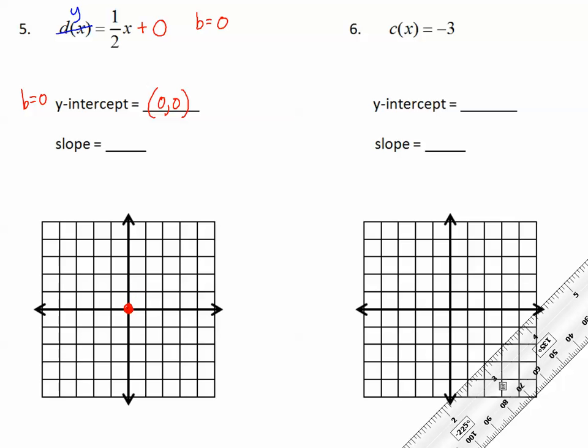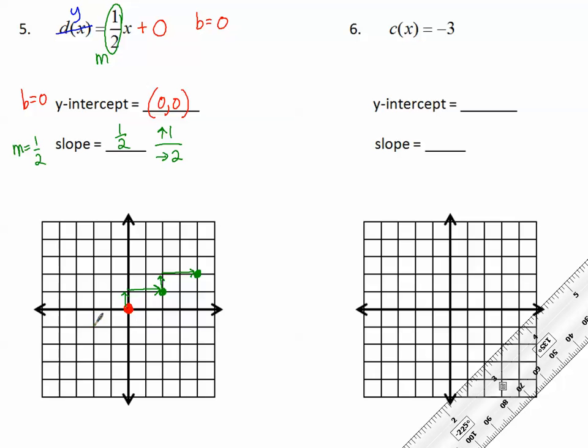Begin with b, move with m. Here is the m. M is 1/2. The slope is 1/2. I will be going up 1 and to the right 2. Up 1 to the right 2. I've run out of room, so we can go backwards.